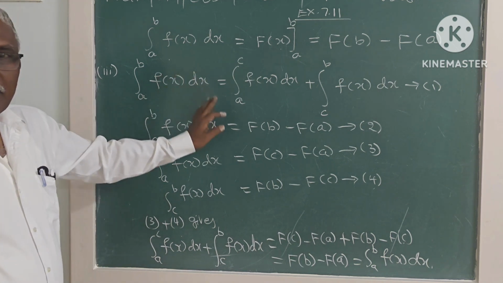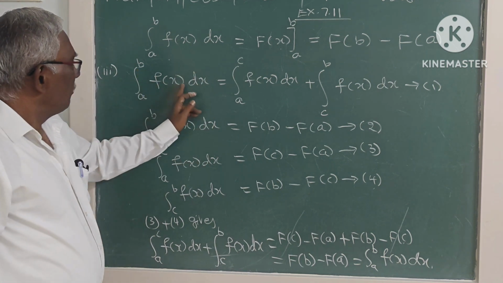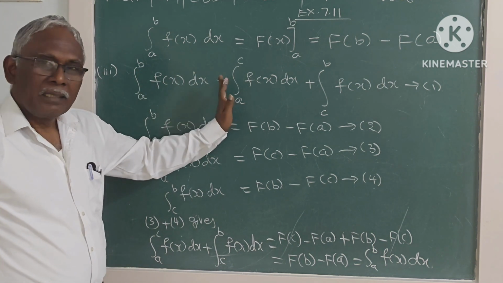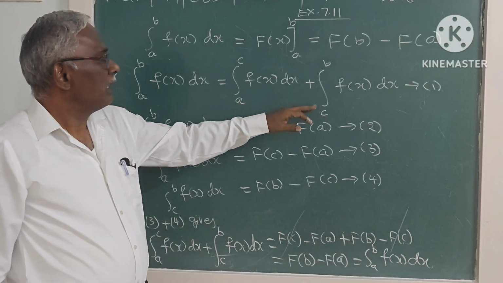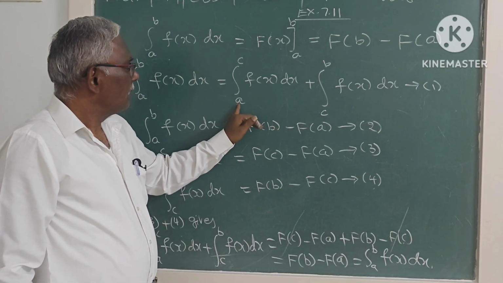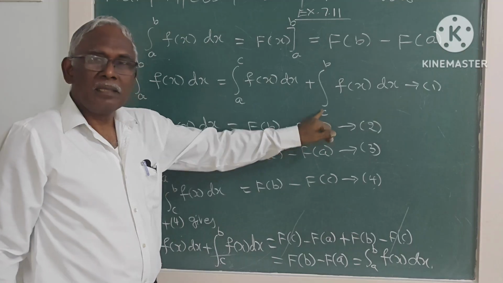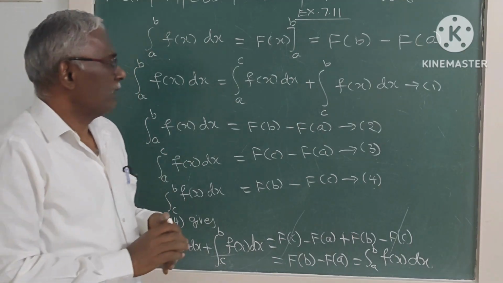That means given the definite integral a to b f of x dx, we can write this as a sum of two integrals, where integral a to c f of x dx plus integral c to b f of x dx, like that.